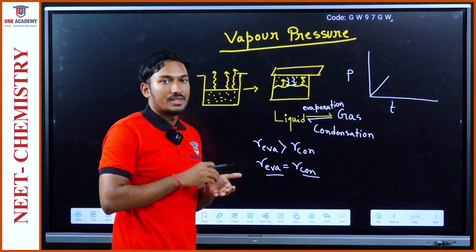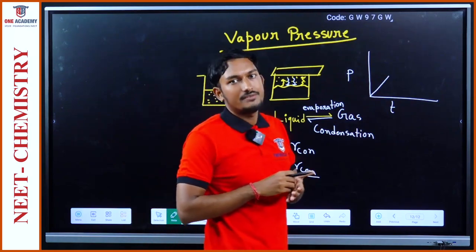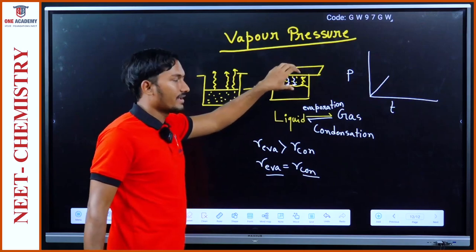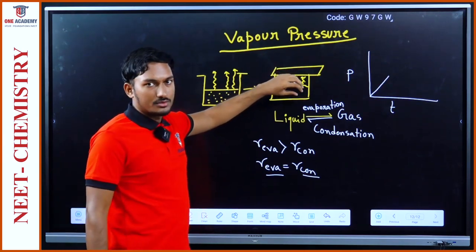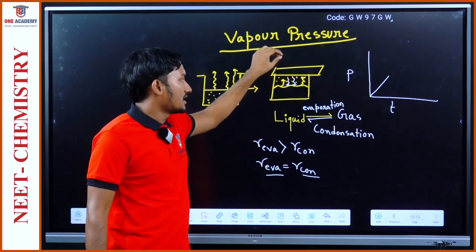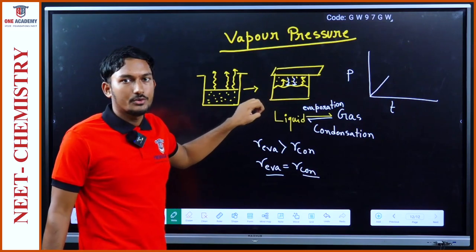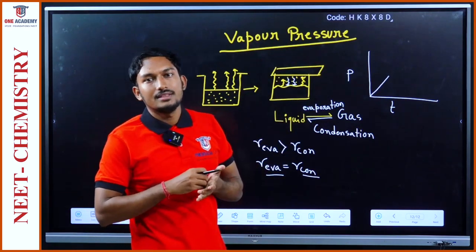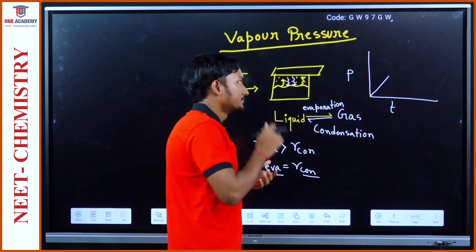In that case, the pressure of the vessel will not change any further, because suppose I have 100 molecules of gas particles over there. If one molecule is coming into the liquid, at the same time one molecule from the liquid will go back into the gaseous phase. That means the number of particles in the gaseous phase is not changing anymore. That is called the equilibrium state.